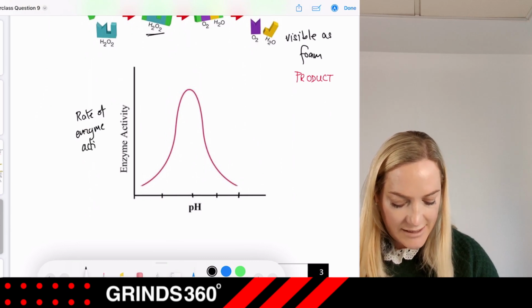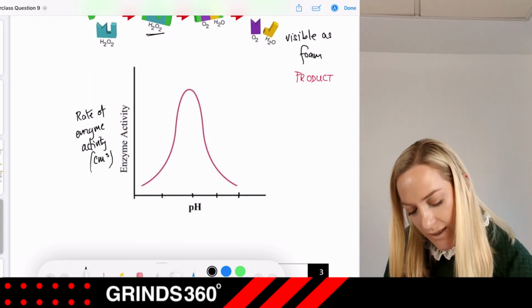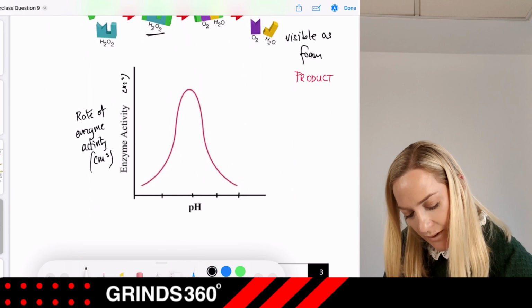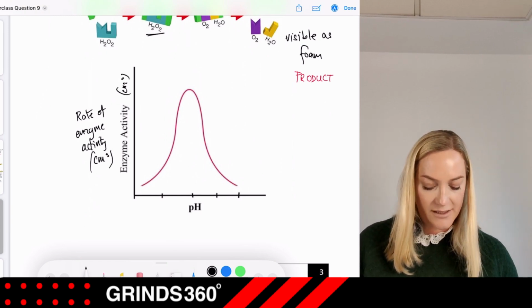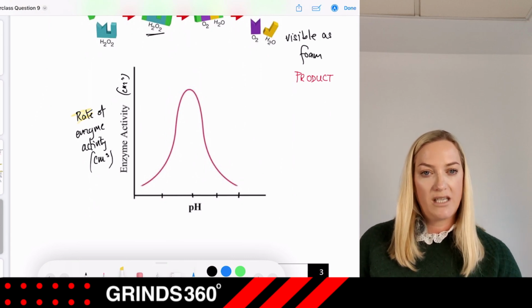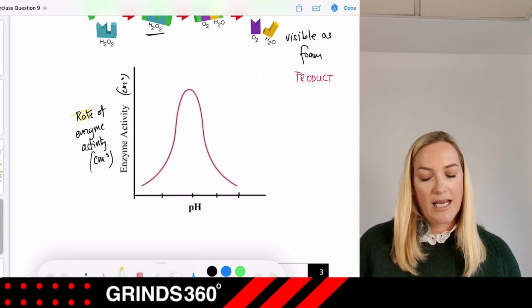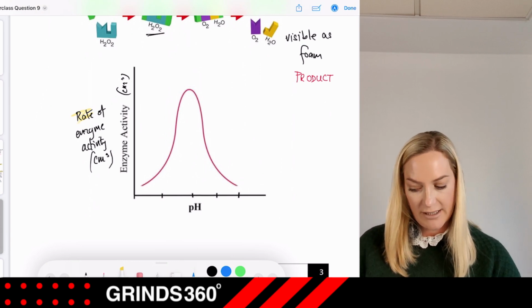And our enzyme activity is measured in centimeters cubed. Actually, I'm going to say use the word rate, because anything to do with rate is to do with time. What we looked at here is that we added the hydrogen peroxide and left it there for 2 minutes. So do include the word rate.